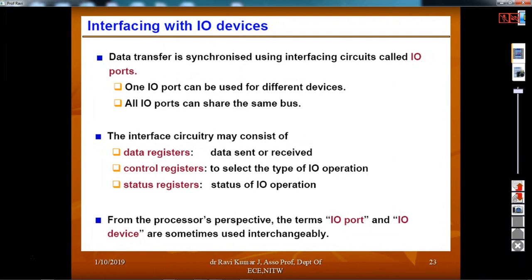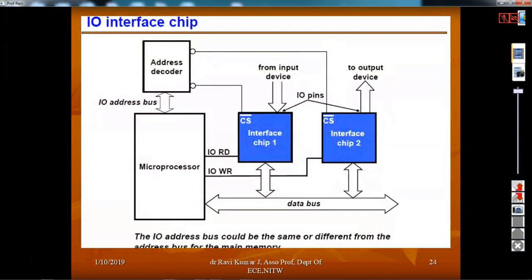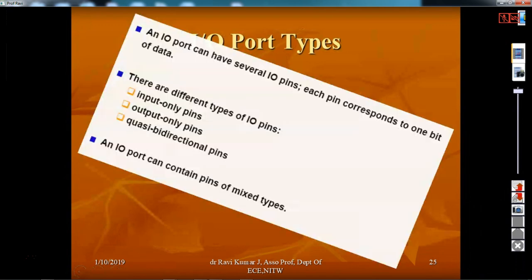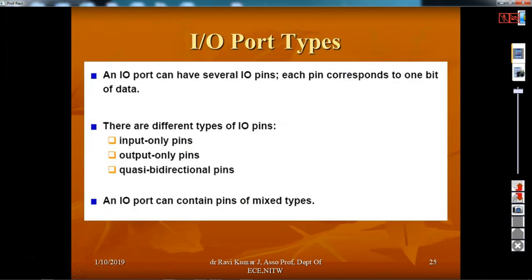So then the interface circuit may consist of data register, control register, and status register. From the processor's perspective, the terms I/O port and I/O devices are sometimes used interchangeably. So 8255 is nothing but an I/O interfacing chip between your processor and I/O devices. These I/O ports are of three types: input only pins, output only pins, and quasi bidirectional pins.